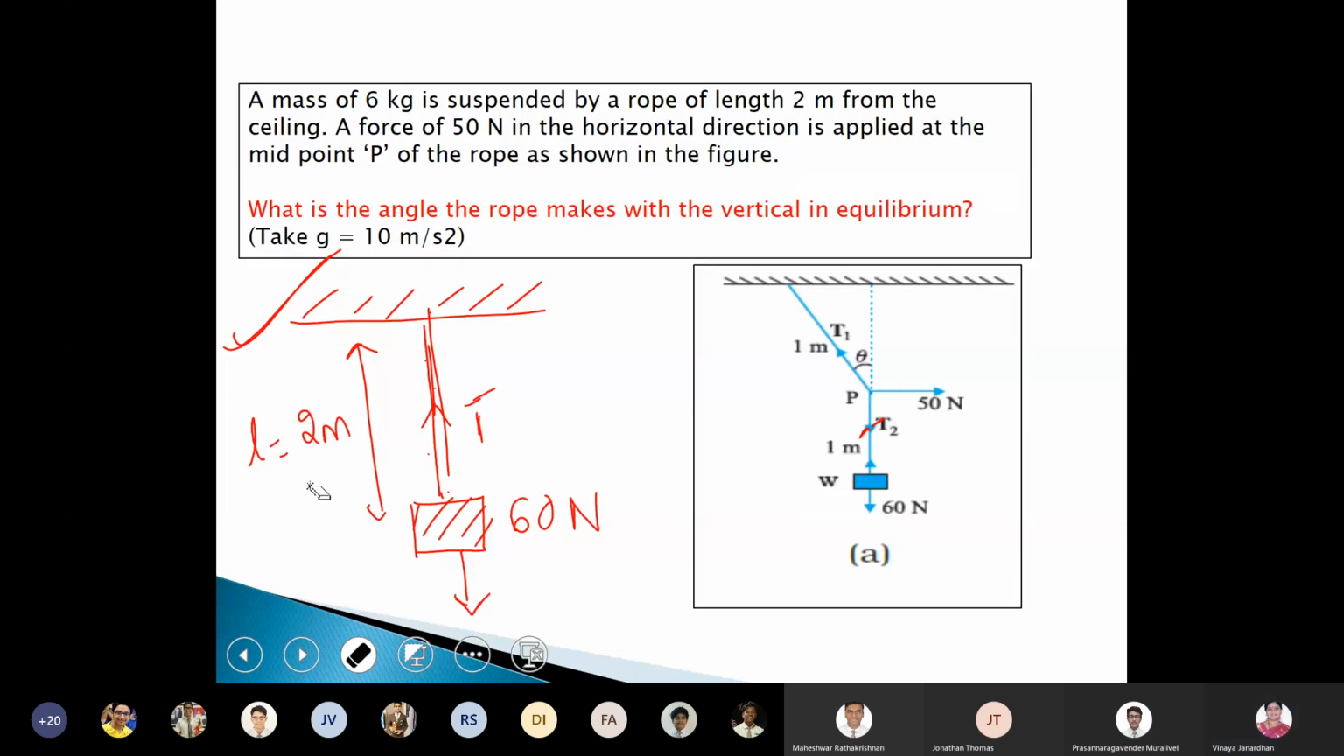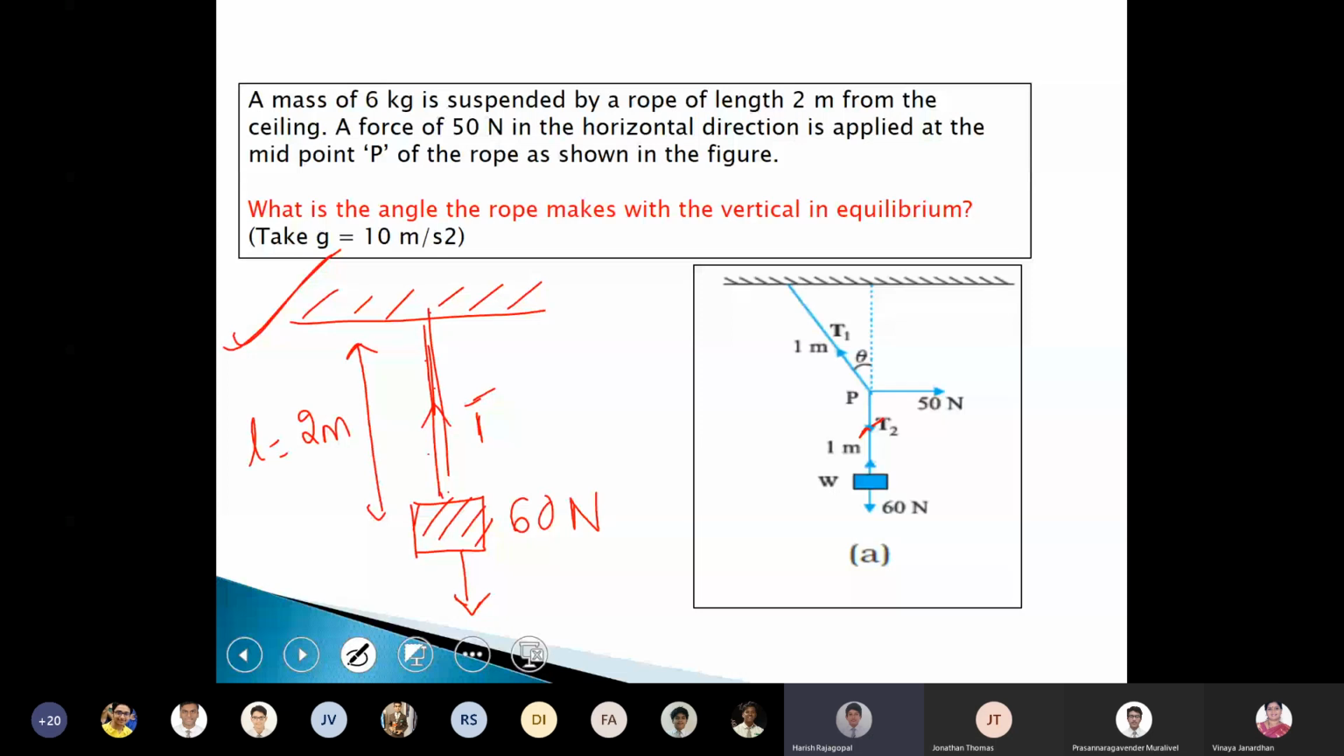Ma'am, do we have to find T1 to calculate the angle? Yes. Should I give you time to calculate or should I start doing it? Ma'am, you can start. Okay, I'll do it. Homework, in that case, we'll go for that.